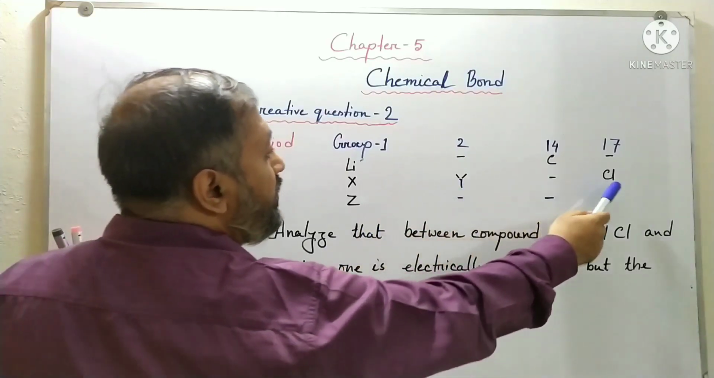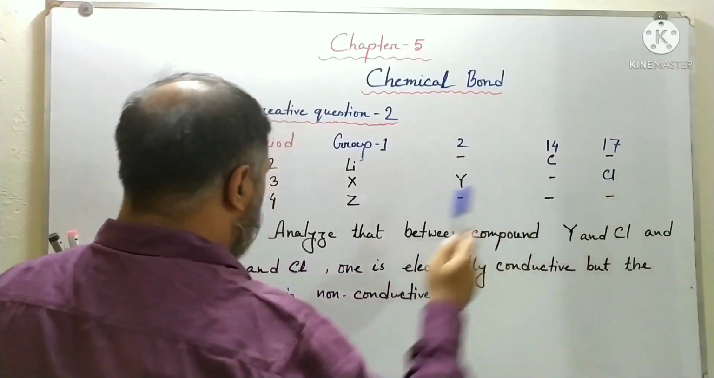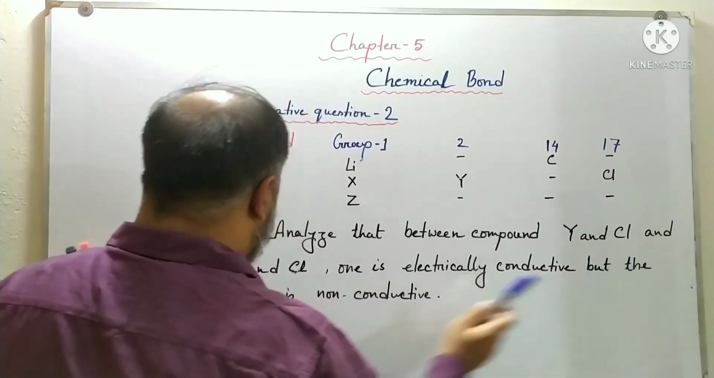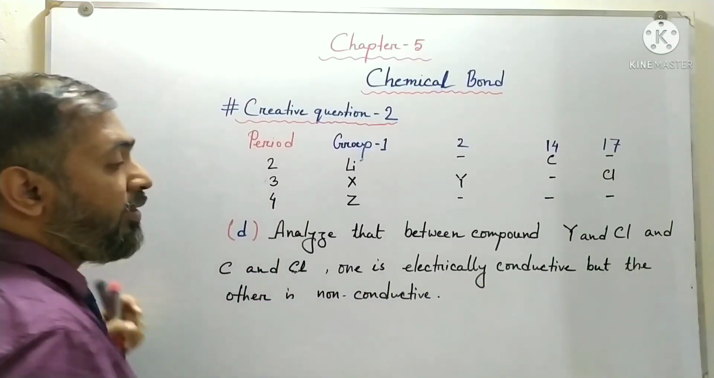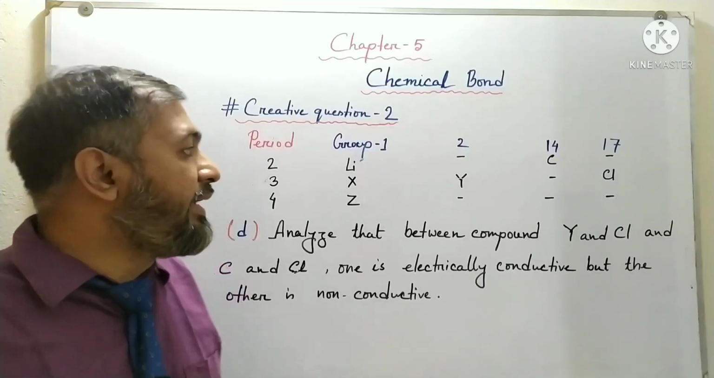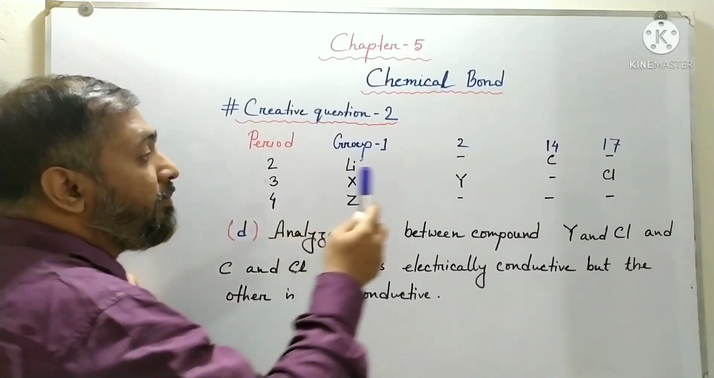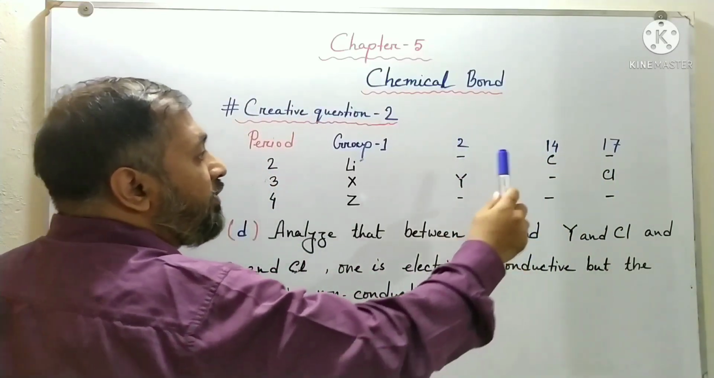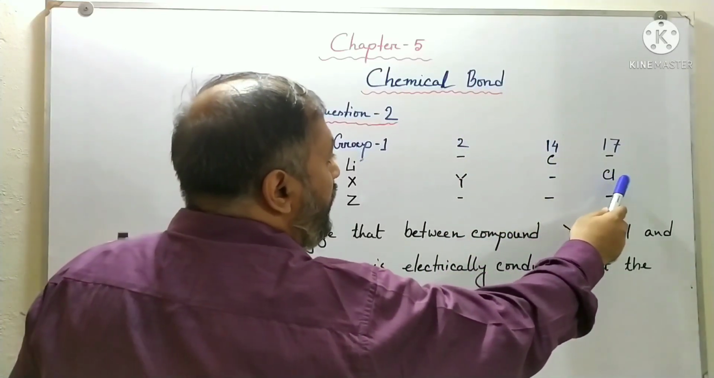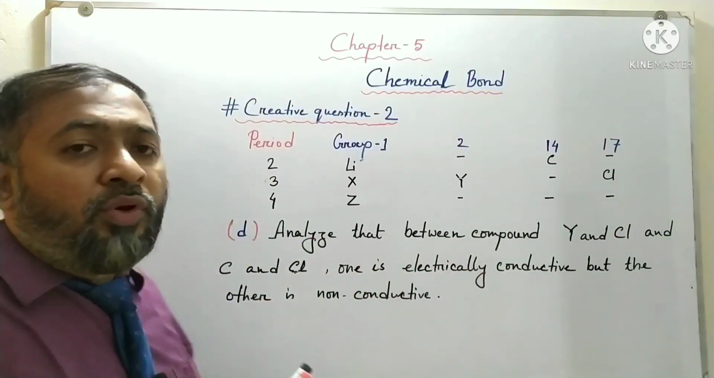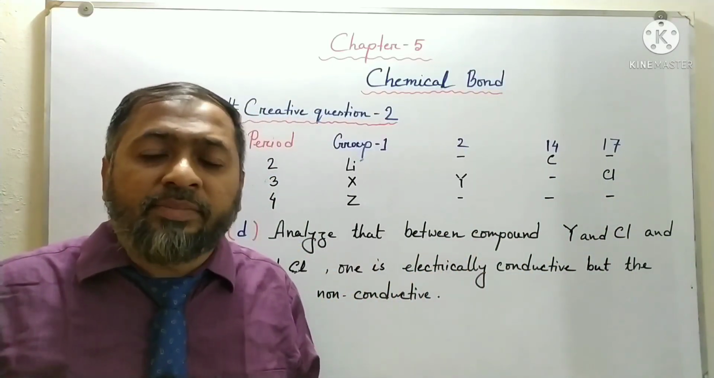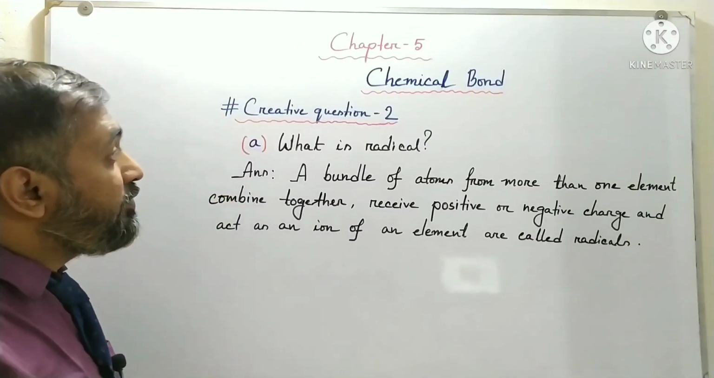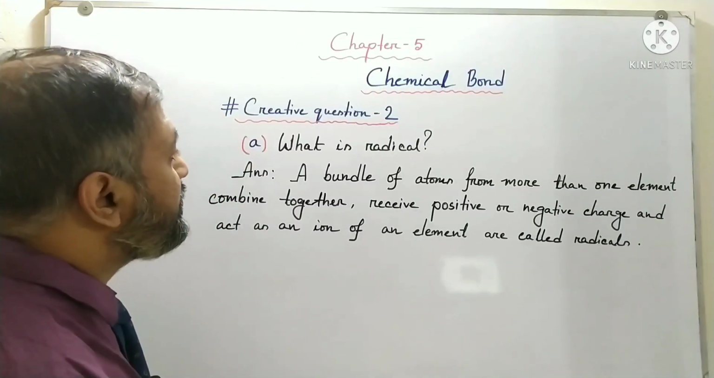one is electrically conductive but the other is non-conductive. So here we need to explain that of the compound formed between Y and chlorine and the compound formed between carbon and chlorine, one is electrically conductive and the other is electrically non-conductive. Now students, come to the first question of creative question 2.